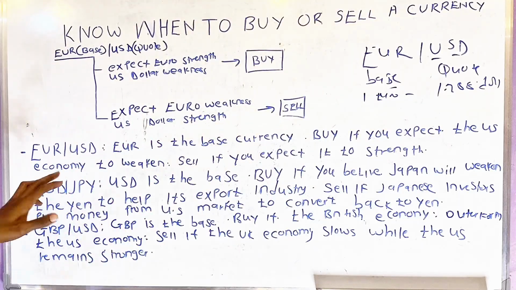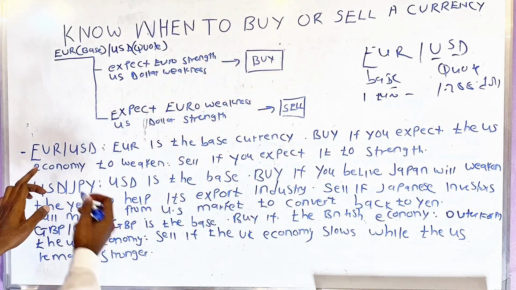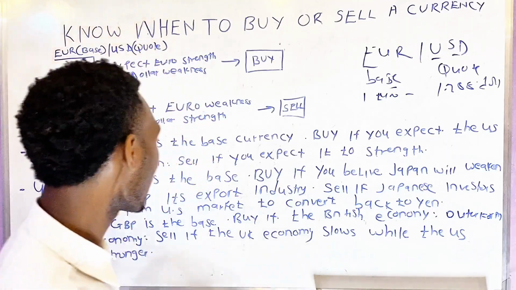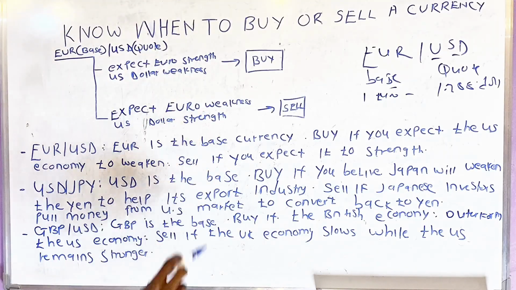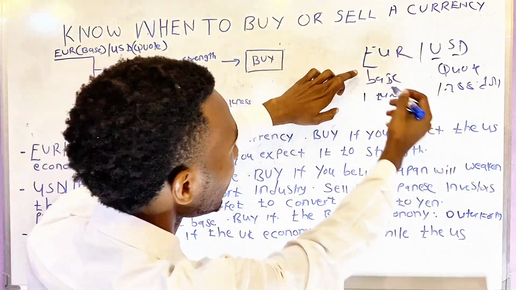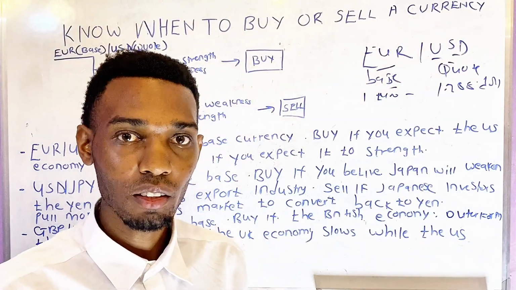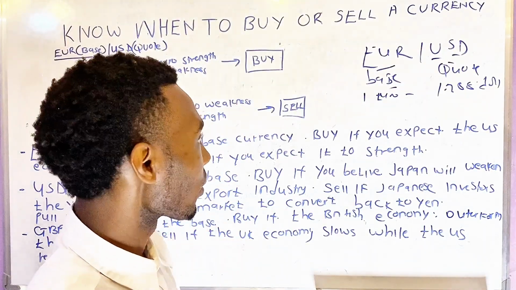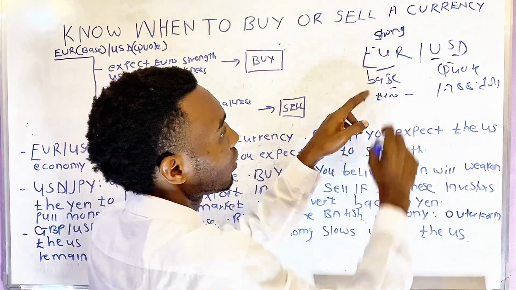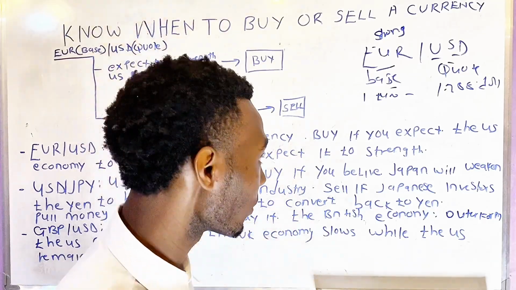Now let's see expected euro strength against the US dollar. Now we want to illustrate this one. The Euro USD, Euro is the base currency. Buy if you expect the US economy to weaken. Sell if you expect it to strengthen. Now this is what they mean. When you buy this one, euro, you expect the USA economy is getting weak. This is why you expect this one is strong. Now you see this one is strong. That is why you buy euros. You see that is how you see the Canada itself.